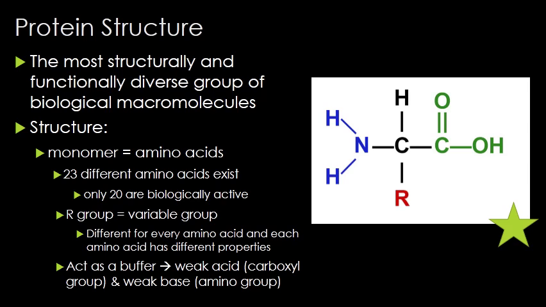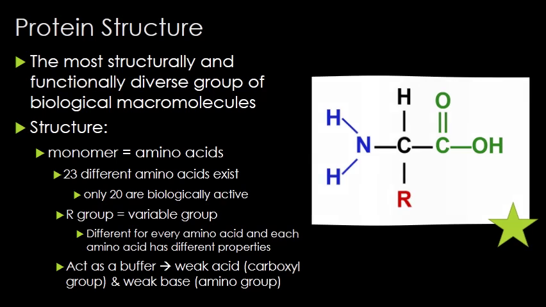So the 20 different biologically active amino acids are only different in the R region, and that is going to give them different properties. Some will be hydrophilic, some will be hydrophobic, some will be polar, some will be nonpolar, some will be acidic, some will be basic. But overall, the amino acid itself functions as a buffer because the carboxyl group is a weak acid and the amino group is a weak base.